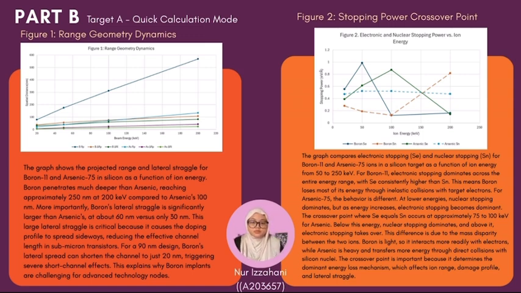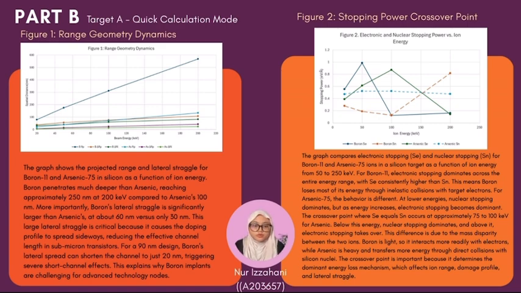More importantly, boron lateral straggle, shown in green, is significantly larger than arsenic, reaching about 60 nanometers compared to only 30 nanometers. This large lateral straggle is critical because it causes the doping profile to spread sideways, reducing the effective channel length in sub-micron transistors. For a 90 nanometer design, boron lateral spread can shorten the channel to just 20 nanometers, triggering reverse short channel effect.